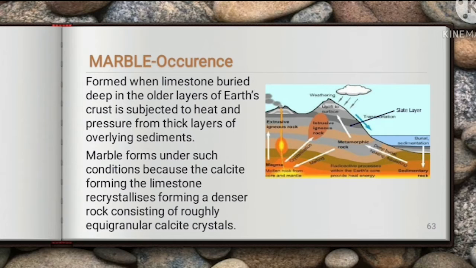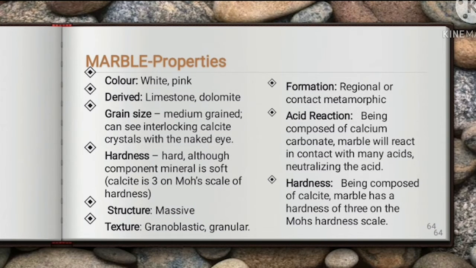Marble forms under such conditions because the calcite forming the limestone recrystallizes, forming a denser rock consisting of roughly equigranular calcite crystals. The variety of colors exhibited by marble are a consequence of minor amounts of impurities being incorporated with the calcite during metamorphism. While marble can appear superficially similar to quartzite, a piece of marble can be scratched by a metal blade, and marble will fizz on contact with dilute hydrochloric acid.